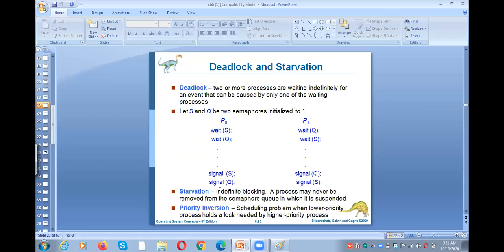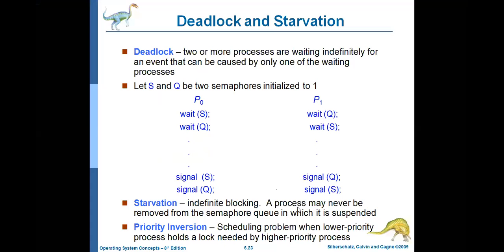Okay, so what is starvation? Indefinite blocking. Check the line here: a process may never be removed from the semaphore queue in which it is suspended. That means the processes are waiting and added to the list, and they are never removed from the list. That is called starvation.